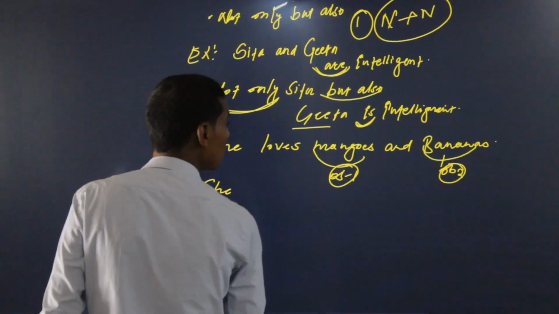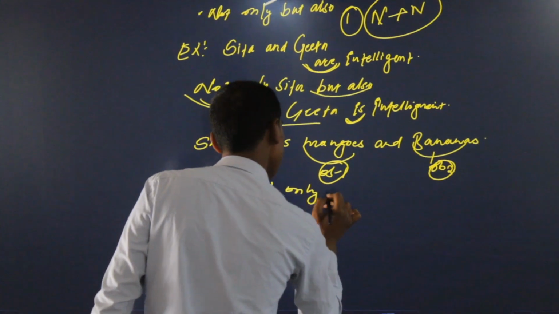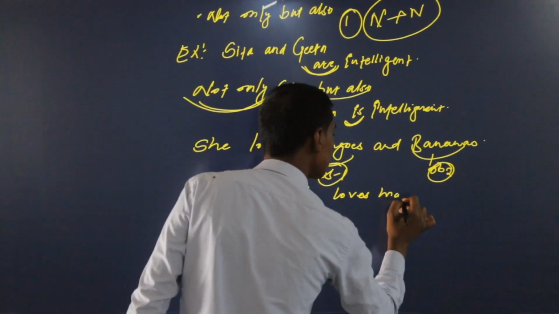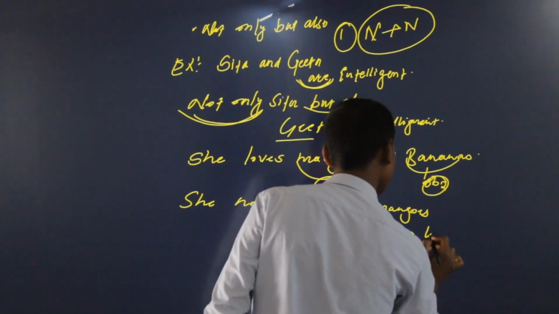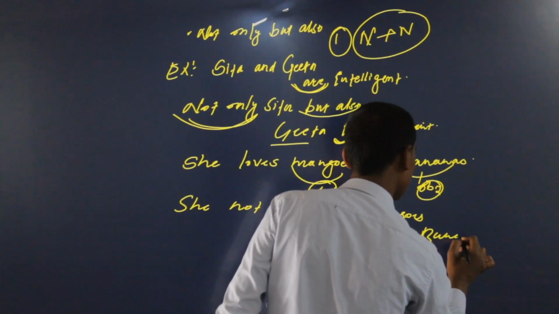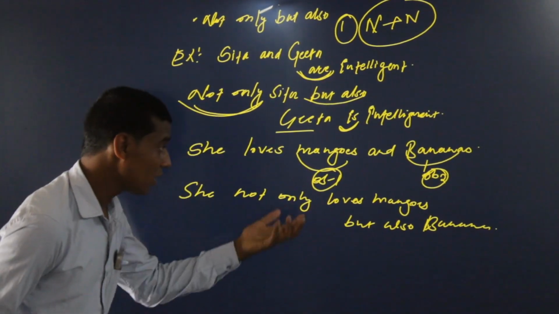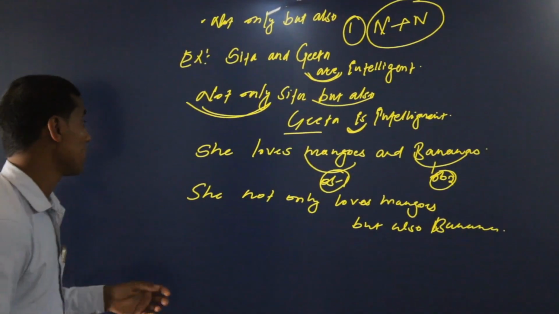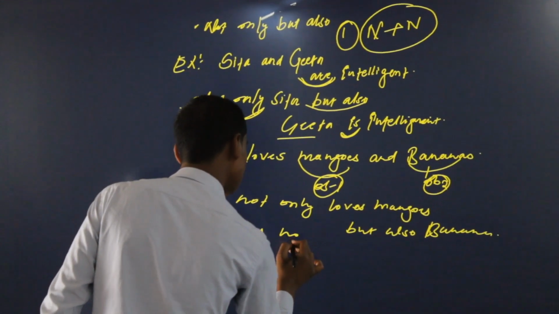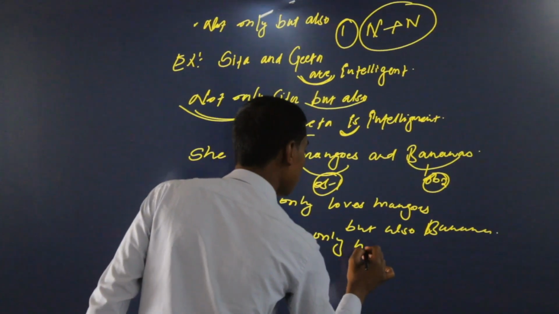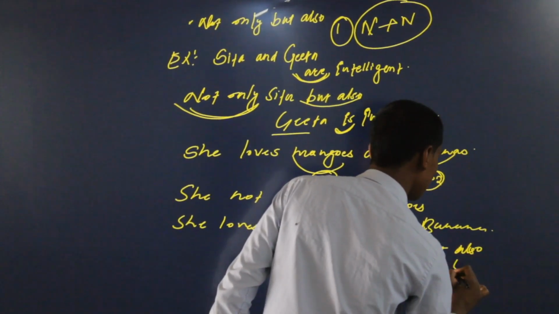She not only loves mangoes but also bananas. So we can write it in this way. She not only loves mangoes but also bananas. Or we can write she loves not only mangoes but also bananas.